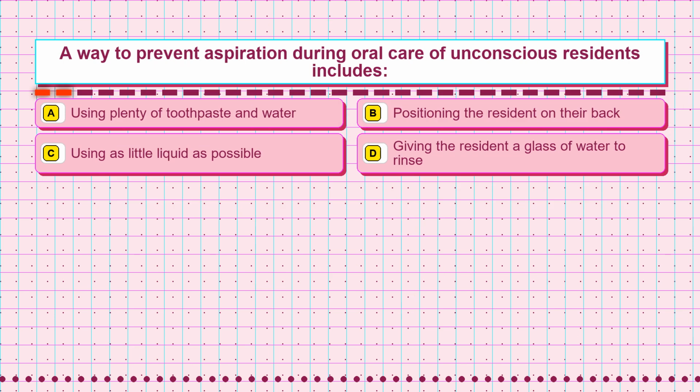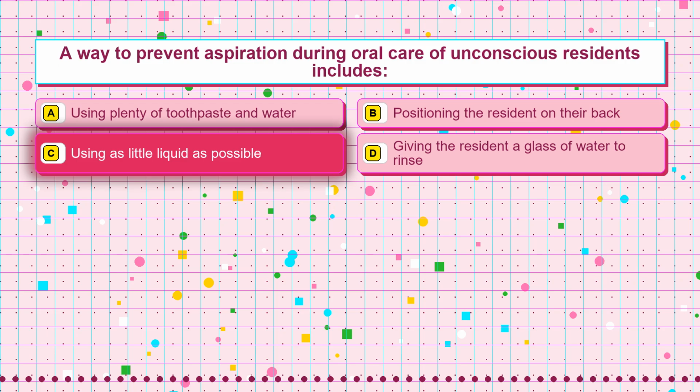Question 66. A way to prevent aspiration during oral care of unconscious residents includes: Option A. Using plenty of toothpaste and water. Option B. Positioning the resident on their back. Option C. Using as little liquid as possible. Option D. Giving the resident a glass of water to rinse.